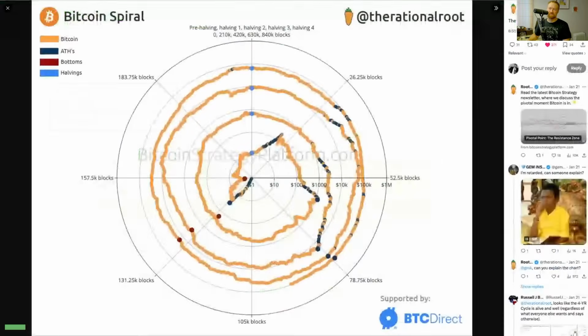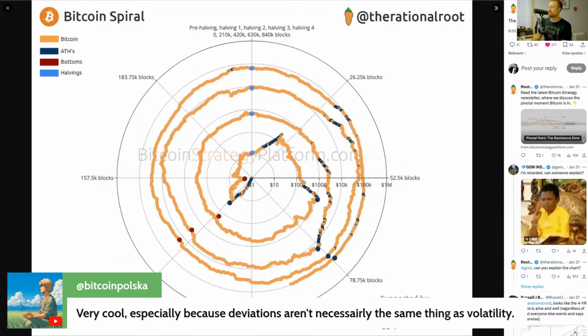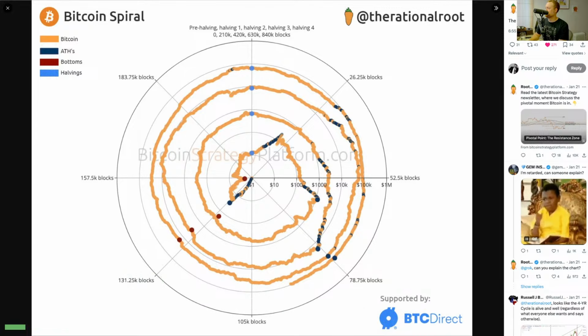And then that takes me to this. Ansi, my Finnish friend, reminded me of the old Bitcoin spiral. It's a great chart from the Rational Root. I'm sure you guys will follow. Yep, that's right. I mean, especially the way you measure it. Some people measure volatility by options or deviations. But anyway, so this is quite interesting.